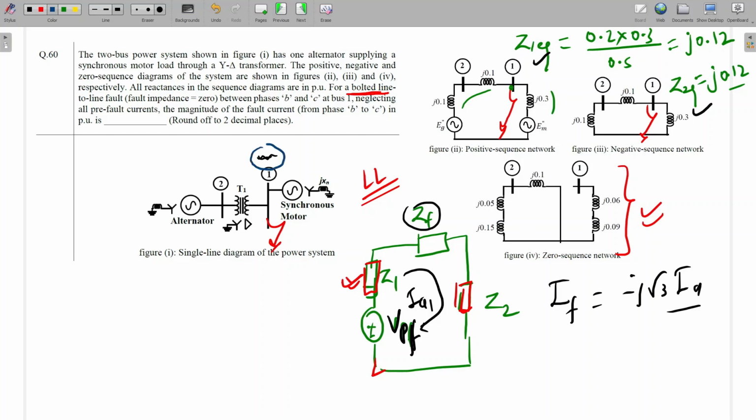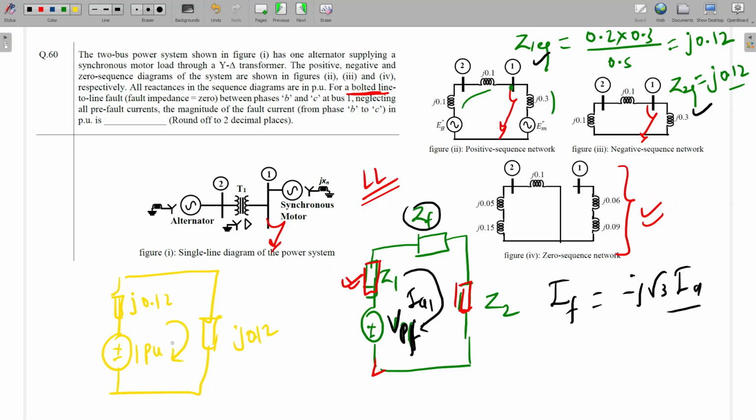While calculating the pre-fault voltage, we take the pre-fault condition. Before the fault, the voltage of this bus 1 will be 0.9 per unit. So for fault calculation, here we have to put 0.9. But since here they have told that pre-fault conditions are neglected, the bus voltage will be 1 per unit only. So what will be the final circuit? Here it will be plus minus 1 per unit, here it will be J 0.12 and here also J 0.12.